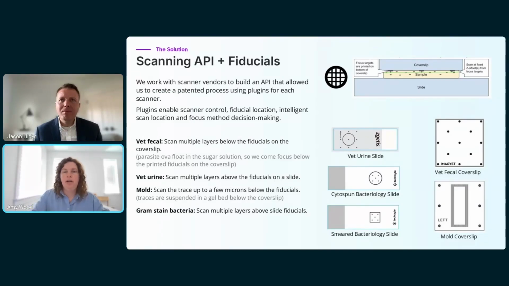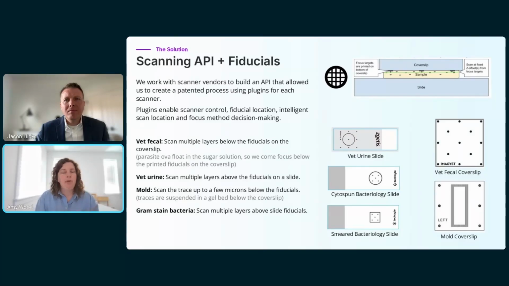So these are the 2 kind of slides at the bottom there on the right. We have one with a circle and one with a square. We use these outer shapes from the macro image to help the scanner determine which scan profile we're going to use. We'll talk more about what that means in a minute.